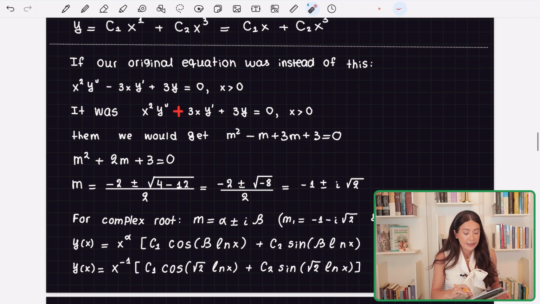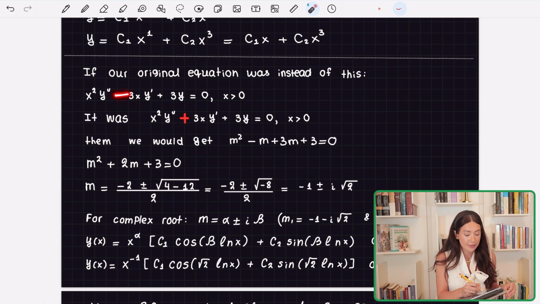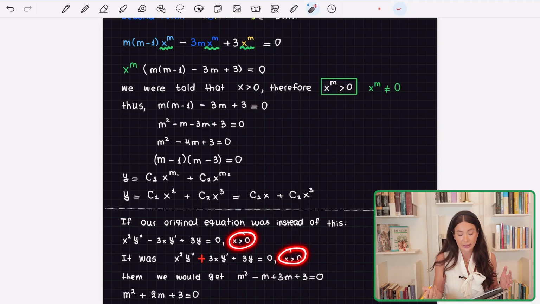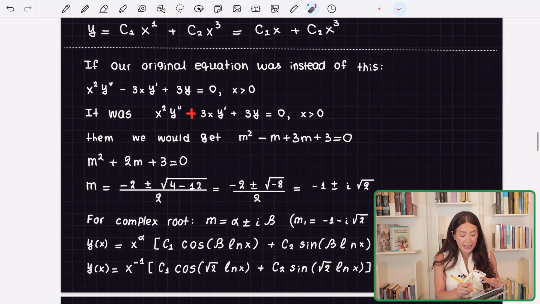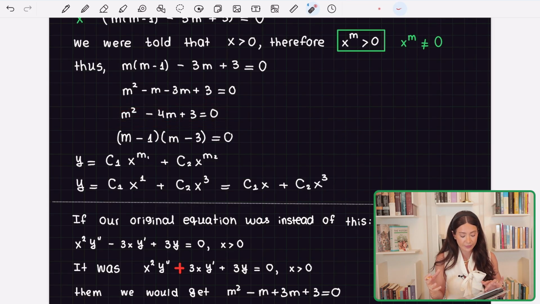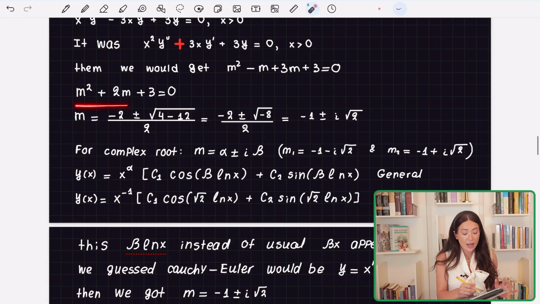Now, if I had, instead of the original equation, which had minus here, if I had plus there, I would have the same exact thing up until here. I would still be able to factor out x raised to m, which again can't be 0 because that condition would still be there. But then I would have, instead of this quadratic equation, which has real and distinct roots, one that will not have real roots, because I will end up with the square root of negative 8. So I will end up having m1 and m2 both being complex numbers.